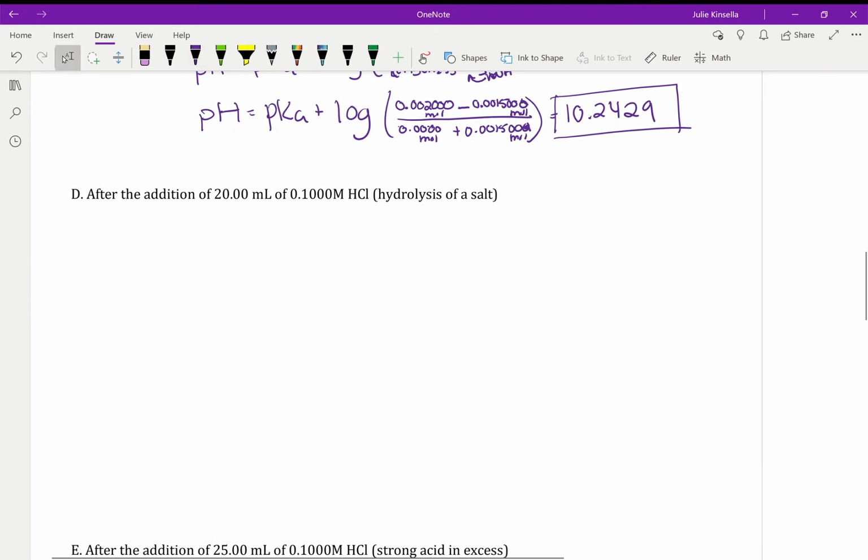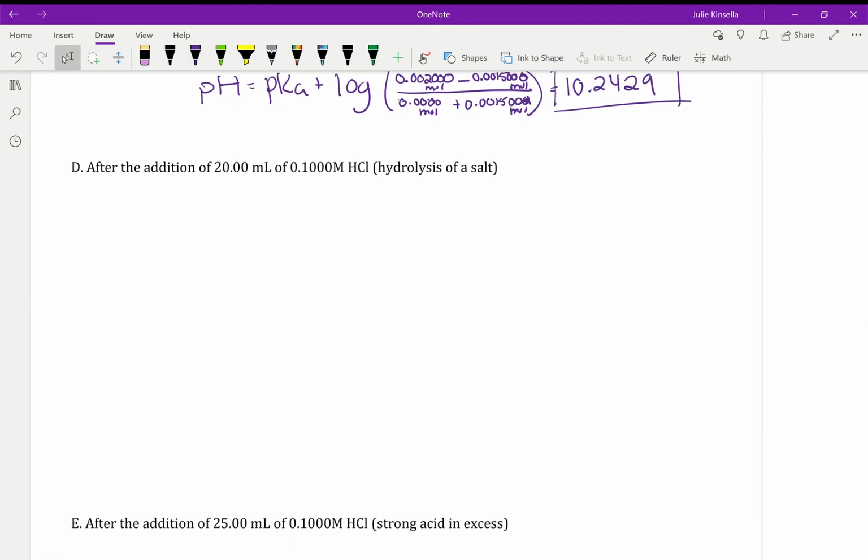All right, question D says after the addition of 20 milliliters of your 0.1 molar HCl, this is at your equivalence point. So this is where we're going to have the hydrolysis of a salt. All right, so this is where we have our 2 ice tables. The first one is going to be the reaction. So I'm going to write that out again, and I'm just going to leave out phases for simplicity here.